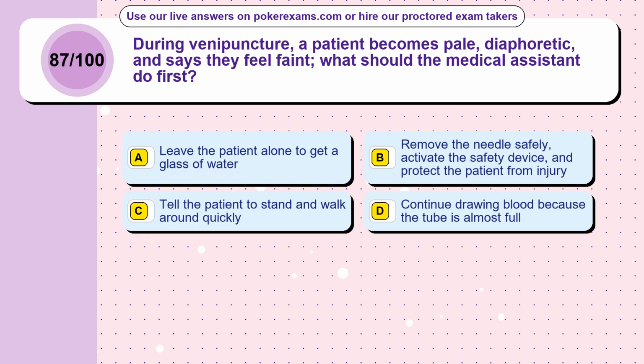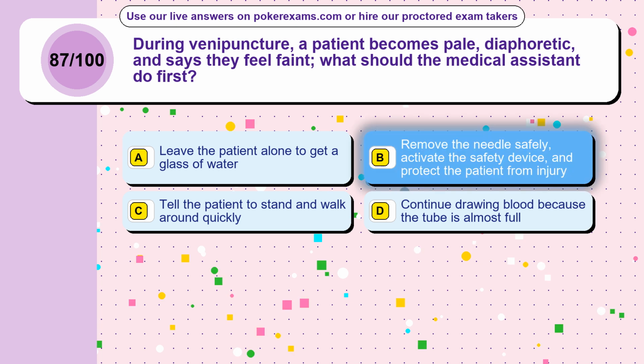Question 87. During venipuncture, a patient becomes pale, diaphoretic, and says they feel faint. What should the medical assistant do first? Option A. Leave the patient alone to get a glass of water. Option B. Remove the needle safely, activate the safety device, and protect the patient from injury. Option C. Tell the patient to stand and walk around quickly. Option D. Continue drawing blood because the tube is almost full.